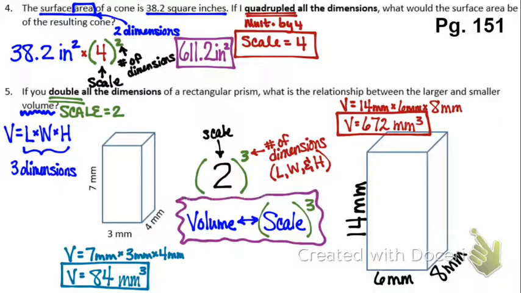Up at the top, the scale for this one came from right here. We doubled all of our dimensions. So the scale on this particular object was 2. Does that make sense? Okay. I want to look at the next page a little bit. Nope, unfortunately, we're not done.